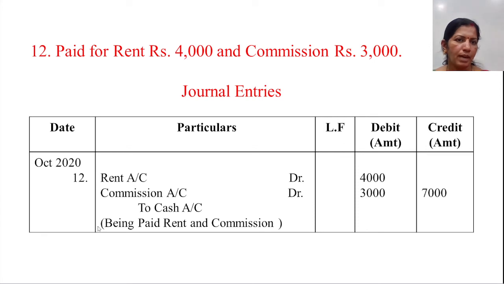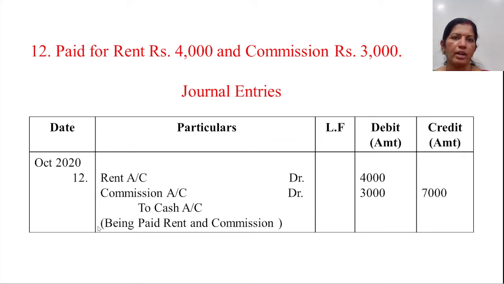See combined journal entry. Here we make a combined journal entry. A combined journal entry means an entry which involves more than one account debited and more than one account credited. Such journal entries are called combined journal entries.